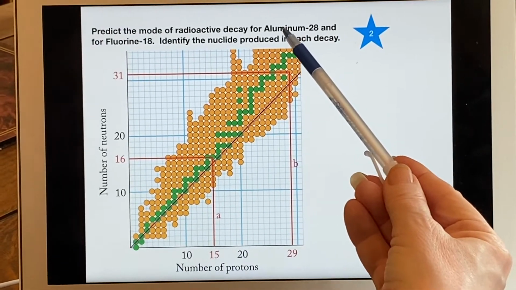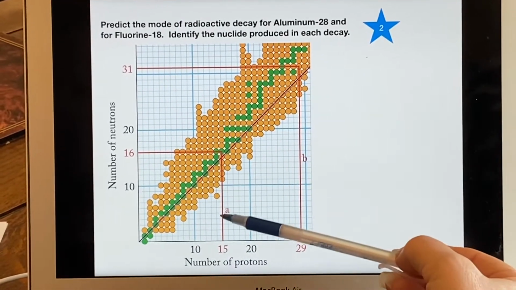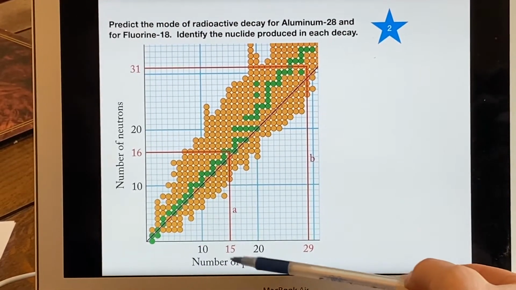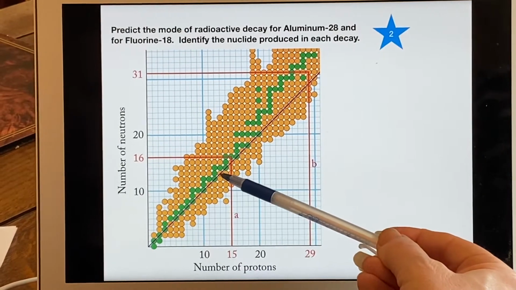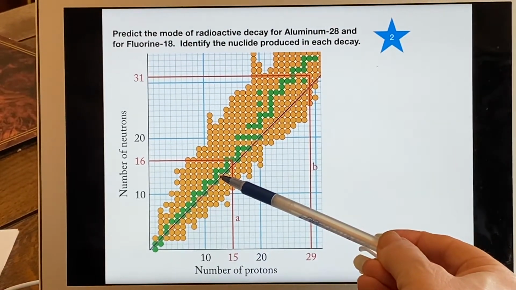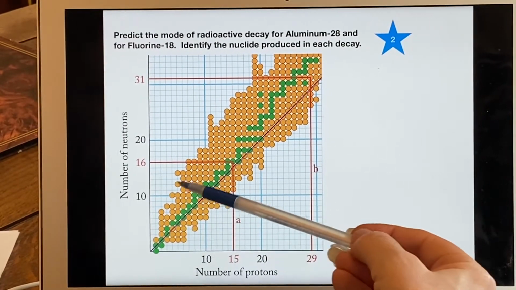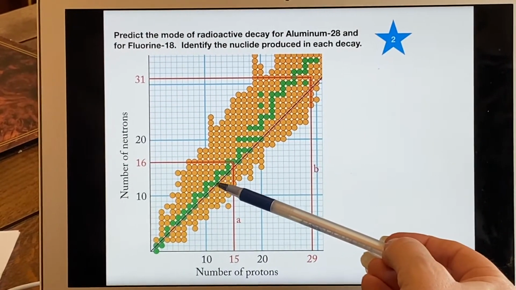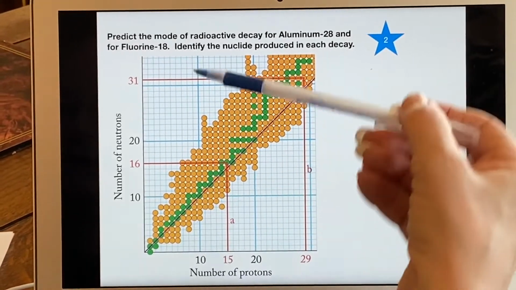aluminum is element number 13. So we would look here at the number of protons, 13, and we would go up here and see where we got to aluminum 28. Well, where would we get to 28? Oh, this is marked as number of neutrons. So I need to take the 28 and subtract the 13. Yeah, okay, 28 minus 13.